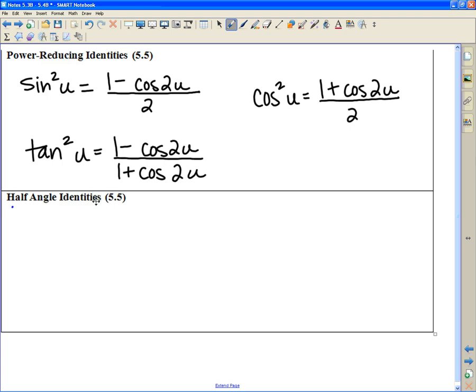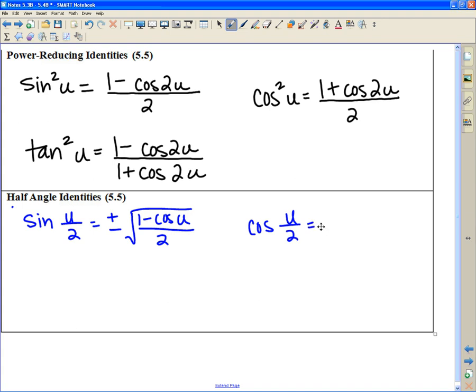So let's look at some of our identities. The sine of u divided by 2, an angle split in half, is equal to plus or minus the square root of (1 minus the cosine of u) divided by 2. We will address this plus or minus idea shortly. The cosine of u divided by 2, a half angle, equals plus or minus the square root of (1 plus the cosine of u) divided by 2.